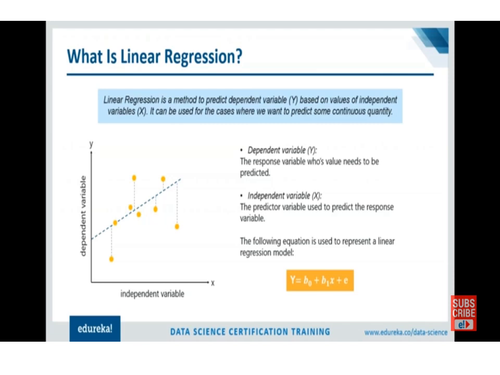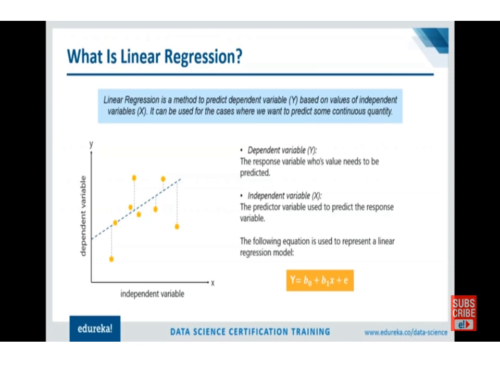What is linear regression? Linear regression is the method to predict a dependent variable based on the values of an independent variable. So there are two different variables. We have to predict some value of a dependent variable with the help of the independent variable. So what are these dependent and independent variables? The dependent variable is the response variable whose values need to be predicted. So we have to predict some values of some variable, and that variable is known as the dependent variable, right?